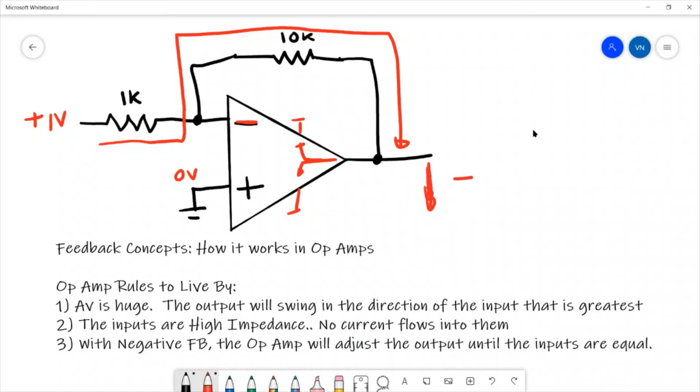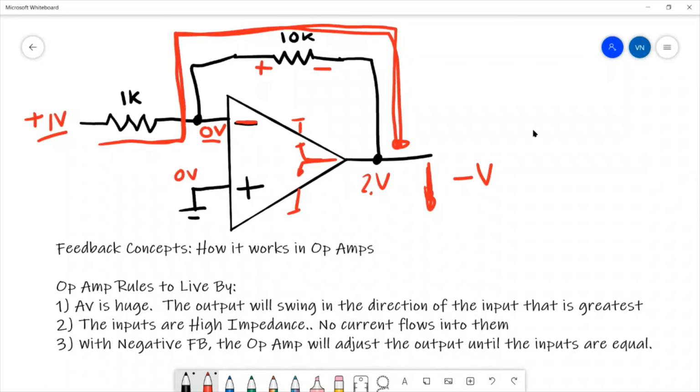So the output is going to a negative value, and the input current will flow from a positive to a negative voltage. So the current will go through the feedback resistor. As it goes through the feedback resistor, it will create a voltage across the feedback resistor with this polarity, and it will continue to do that until this point right here gets dragged down to 0 volts. So the next question is, what voltage on the output will cause the point in the middle to be 0?